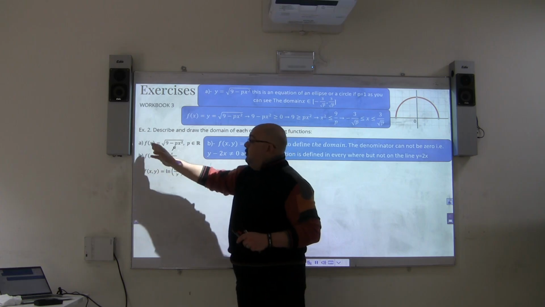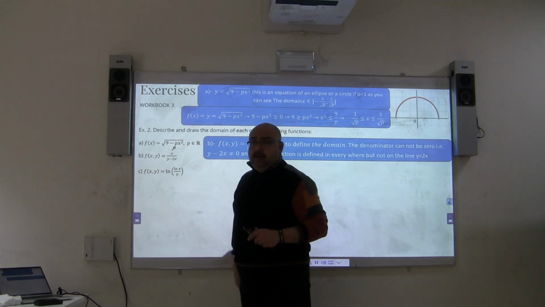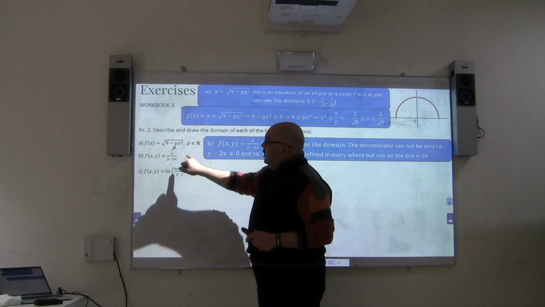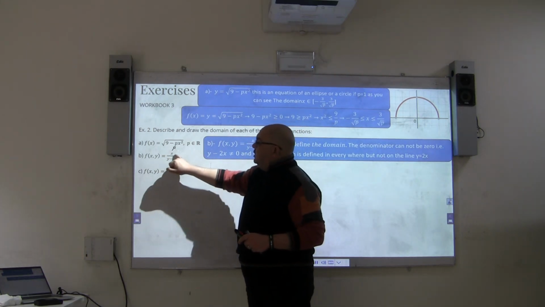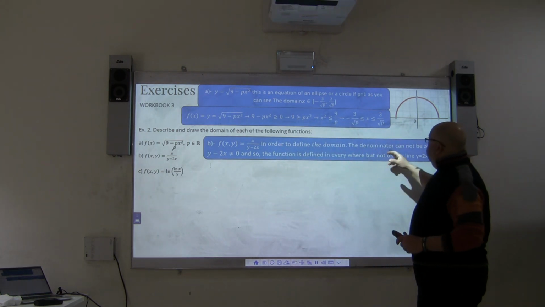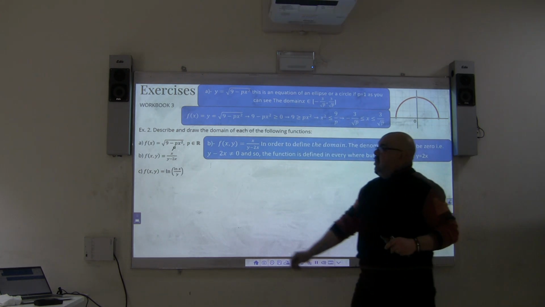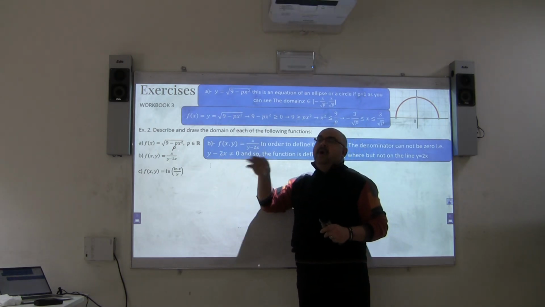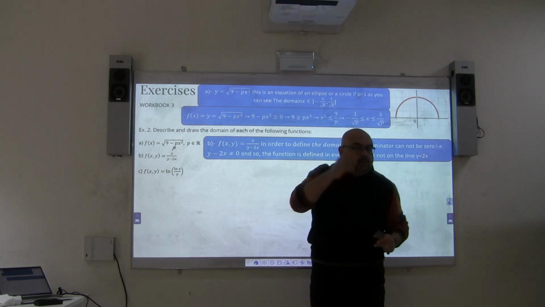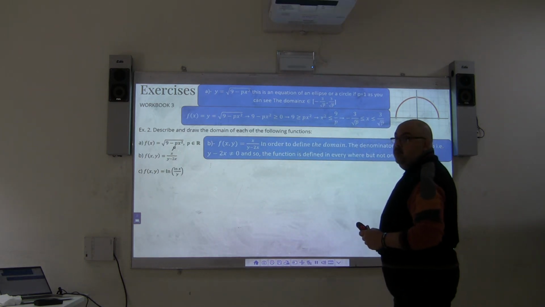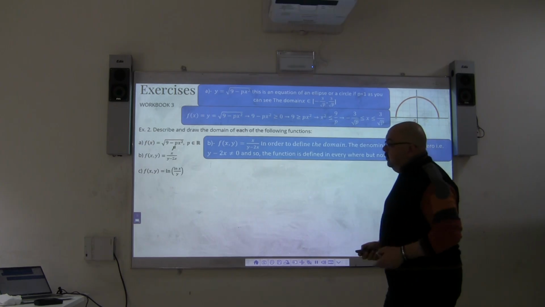And of course, it's moving from R2 into R, from 2 dimensions into 1 dimension. The condition is y minus 2x should never equal 0. So in order to define the domain, the denominator can't be 0. That's y minus 2x never equal to 0, which means y shouldn't equal 2x. So the function is defined everywhere, but not when y is equal to 2x.